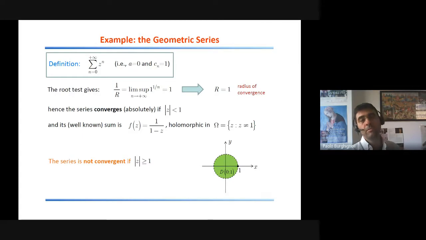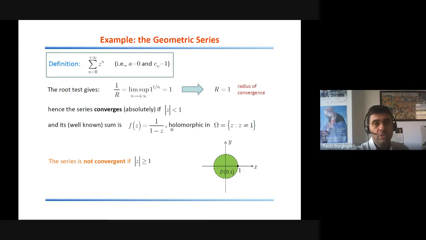Let me give you an elementary example of a power series, which is very important, the geometric series, in which you have those simple monomials, z to the nth power. And in this case, the initial point is the origin of the complex plane. All the coefficients are equal to 1. So if you apply the root test, you discover that the radius of convergence is equal to 1. This means that the geometric series converges absolutely for any z whose absolute value is less than 1. And actually, you know well the sum of the series. It can be given in a closed form.